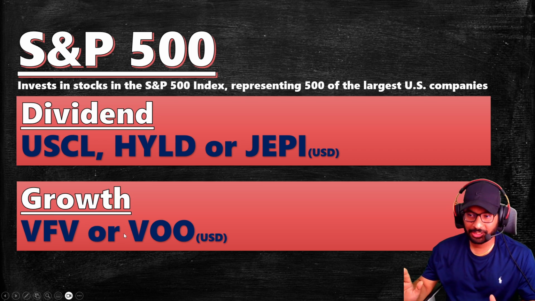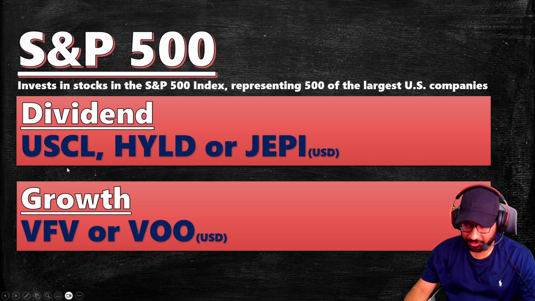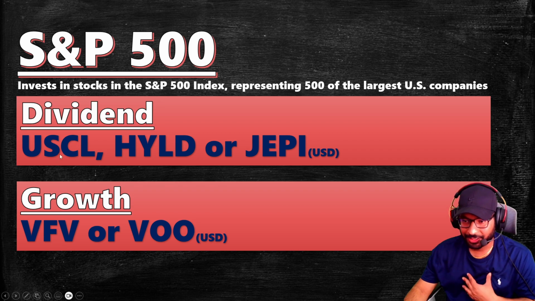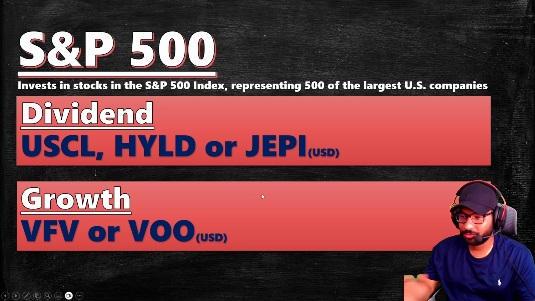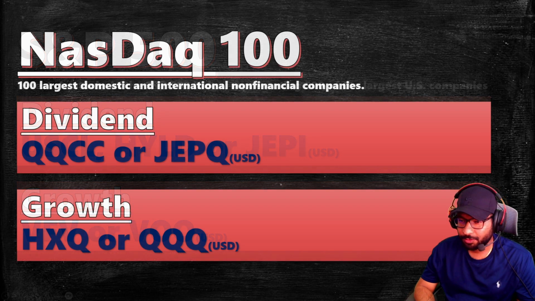All right. So this is the first one, the S&P 500. I'll show you in the end what I have in my portfolio, but three ETFs are on the dividend side and two are in growth. All right, let's move over to the second one.